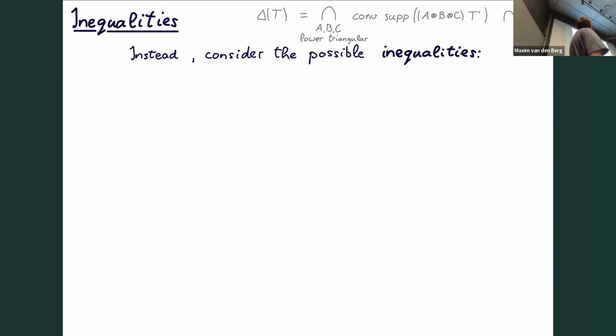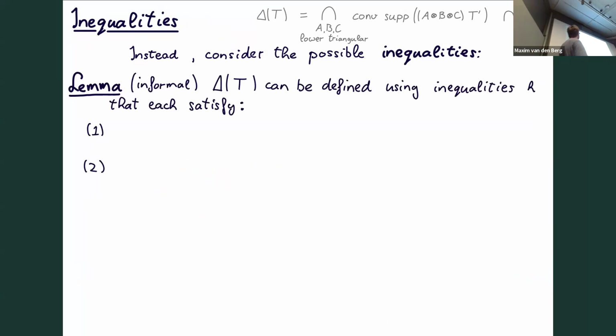Instead of looking at the supports, it's better to look at the possible inequalities that you can get. You have a finite set of polytopes here, and they have only a finite set of possible inequalities. Those we can try to figure out if they are true or not. So it's the following lemma, which I have in formula here.